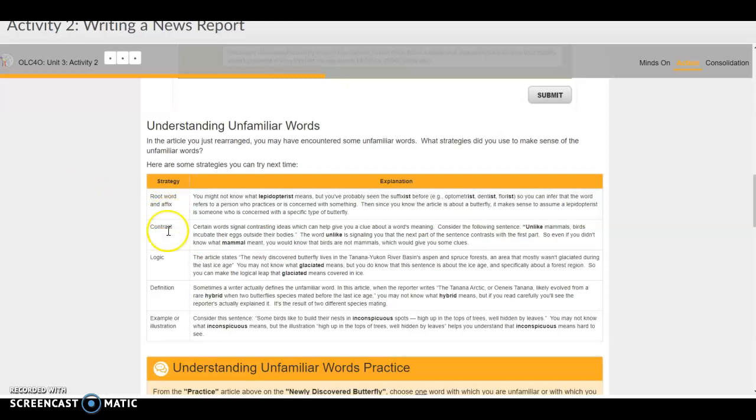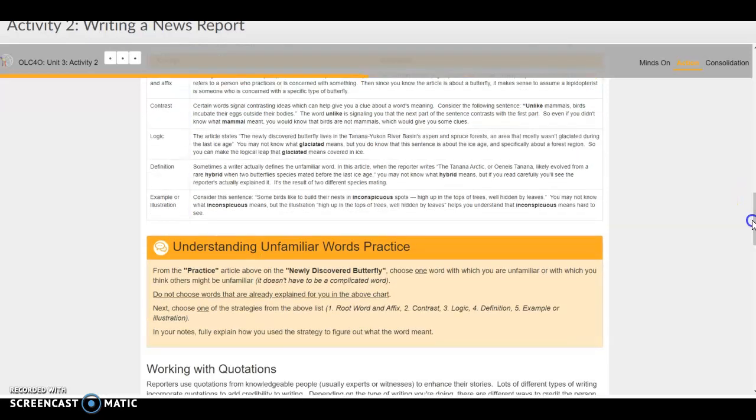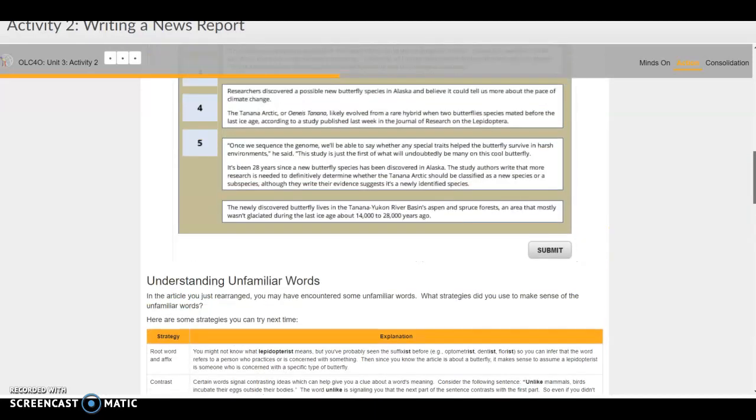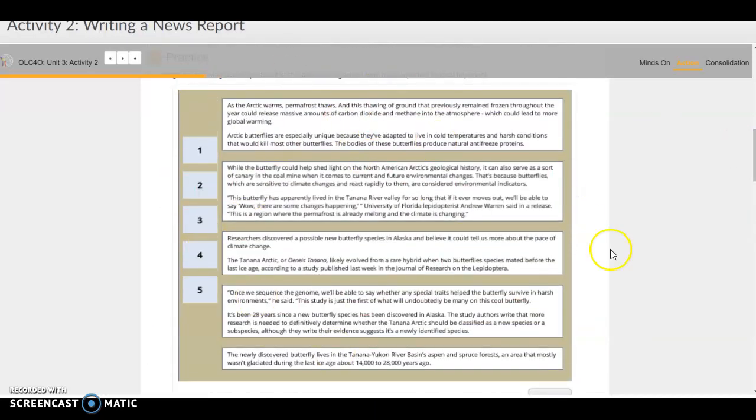So take a look at these 5 strategies closely, and actually you're going to be asked to do a little practice here and see if you can apply them. You're going to be asked to go back to the newly discovered butterfly article. So that's this article right here, okay?